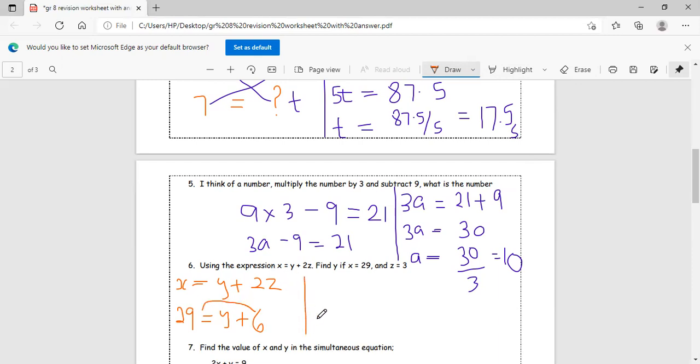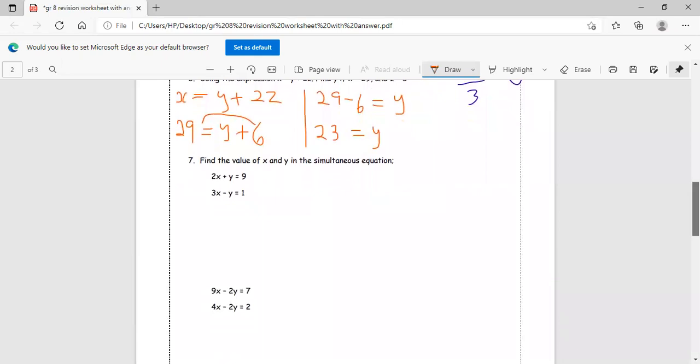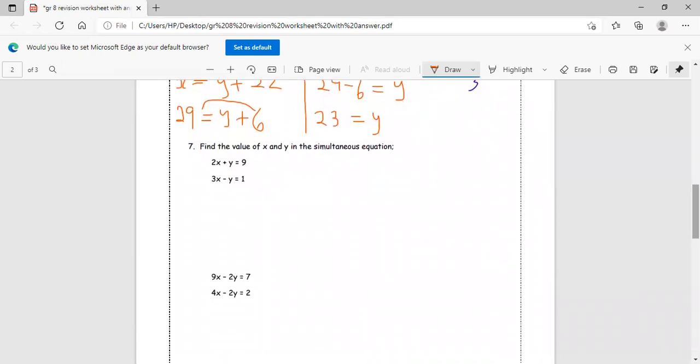So I have 29 minus 6 is equal to y. So this is going to give me 23. So it means my y is 23. These are very easy and simple questions. So make sure you practice more and you'll find them very interesting. Question number 7.